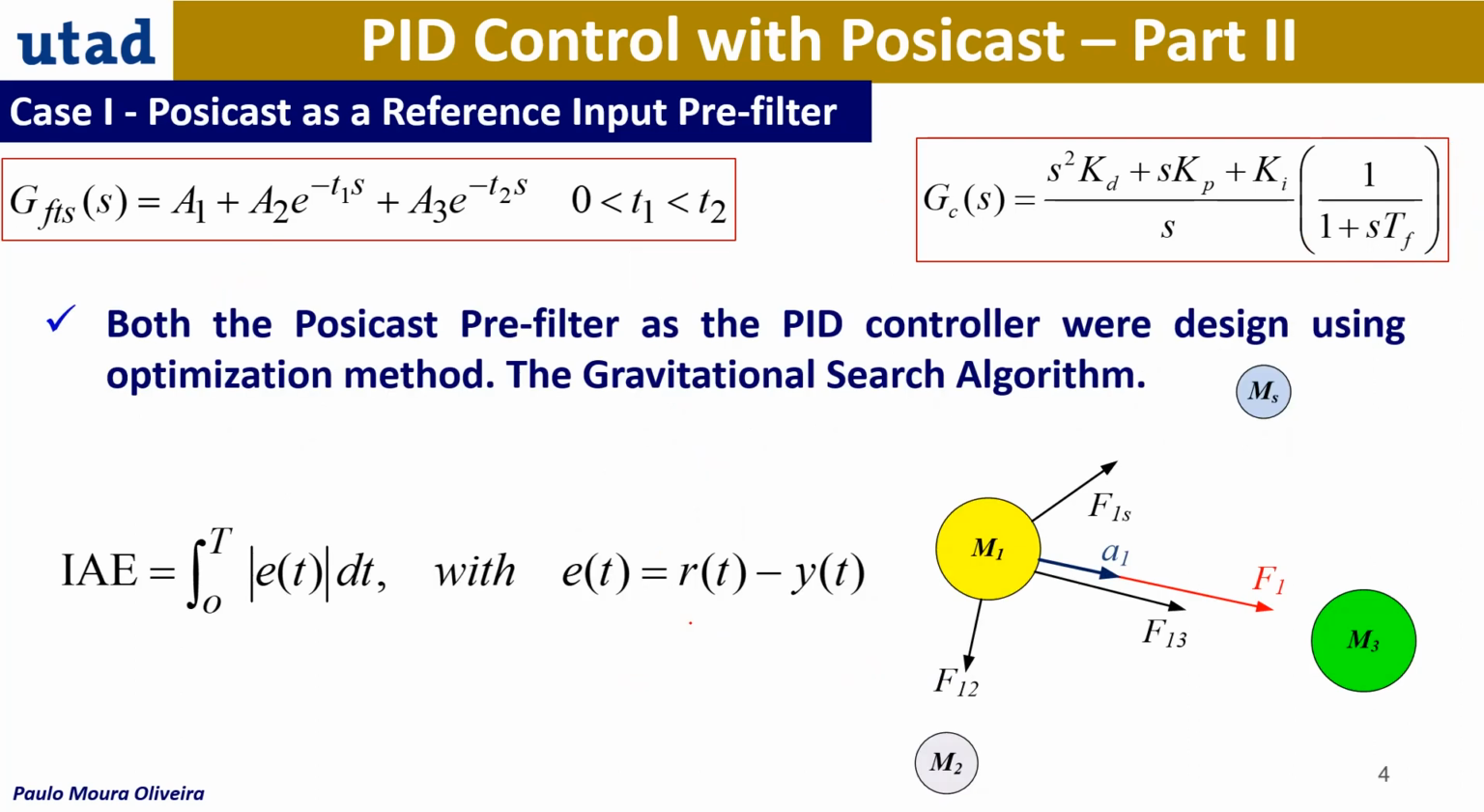So I'm not going to speak about the gravitational search algorithm, but in this case each agent represents the control settings both for the PID controller and for the Posicast, and in this case the optimization criterion was the integral absolute error as it is expressed here.